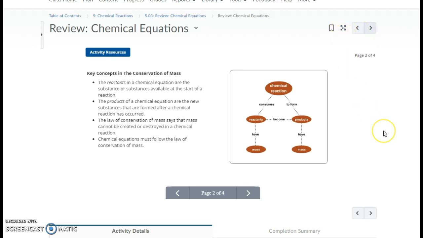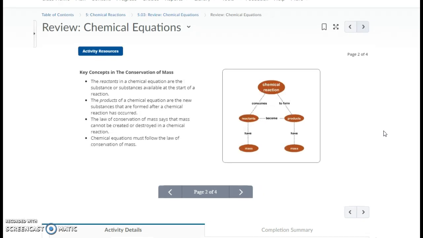And as a reminder, the reactants in a chemical equation are the substance or substances available at the start of the reaction. The products of a chemical equation are the new substances that are formed after a chemical reaction has occurred. The law of conservation of mass says that mass cannot be created or destroyed in a chemical reaction. Chemical equations must follow the law of conservation of mass.